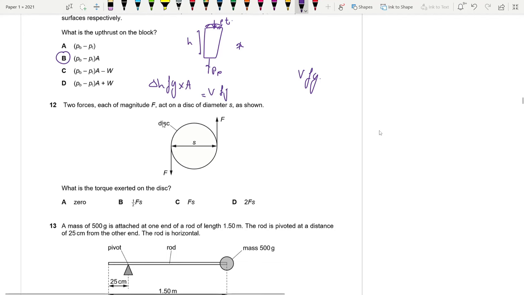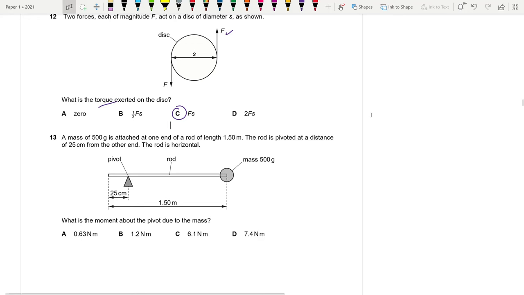12. Two forces, each of magnitude F. This is basically a couple: forces of the same magnitude, opposite in direction, but parallel. To find out the torque or the net moment, you just need to multiply one of the forces with the distance between them. So it's just F times s, okay? So 12 is C.